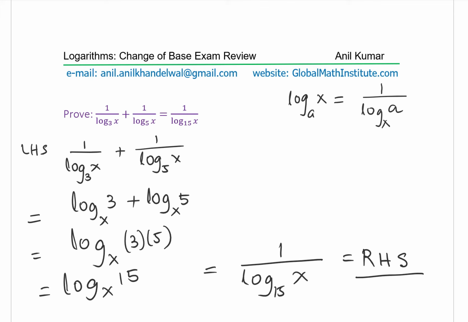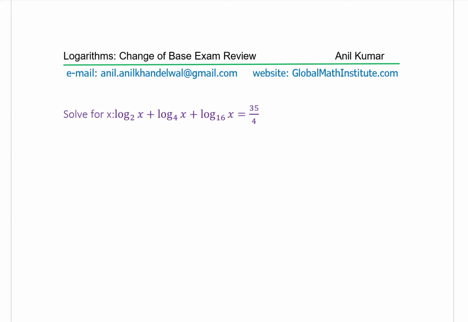Perfect. Two more questions to go. Here is the second last question, which is solve for x. Log to the base 2 of x plus log to the base 4 of x plus log to the base 16 of x is equal to 35 over 4. So we need to find the value of x. Okay, so we'll change the base to 2 this time. So here we are going to change base to 2.